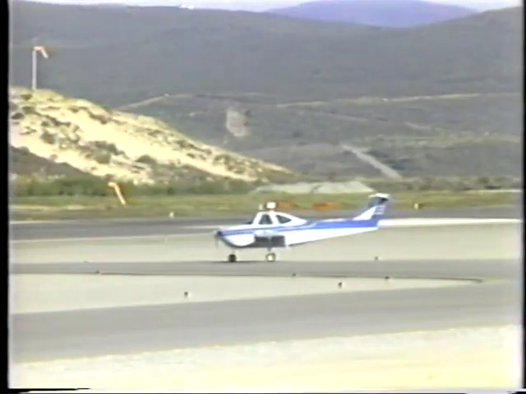After arriving at the run-up area and completing our run-up, we are ready to call Monterey Tower for takeoff clearance.